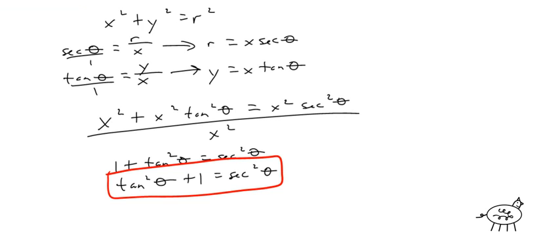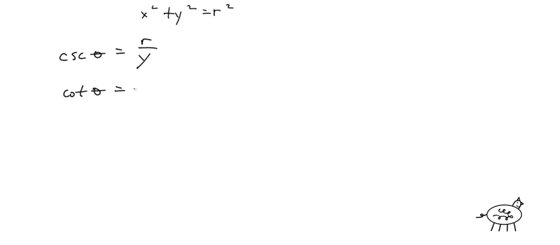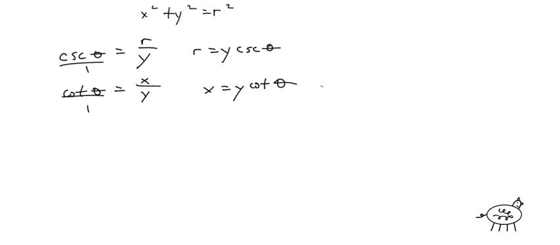And let's do our last one here. Actually, I'm going to write this out here again: x squared plus y squared equals r squared. I have cosecant of theta is equal to r over y, and cotangent of theta is equal to the evil distant cousin x over y. You cross multiply for each of these, so we get r equals y cosecant of theta, and x equals y cotangent of theta.